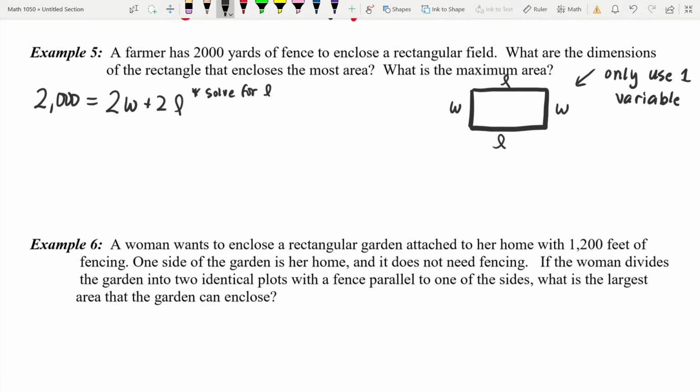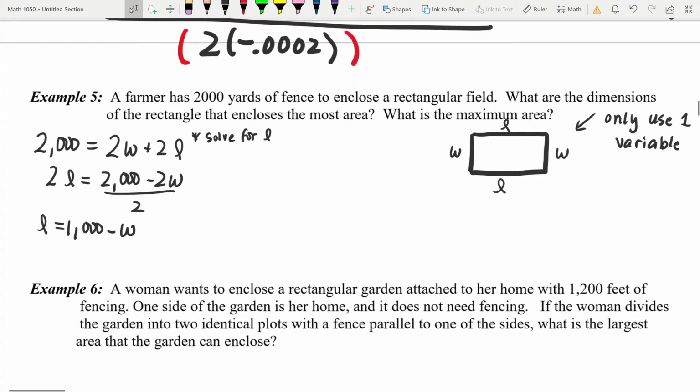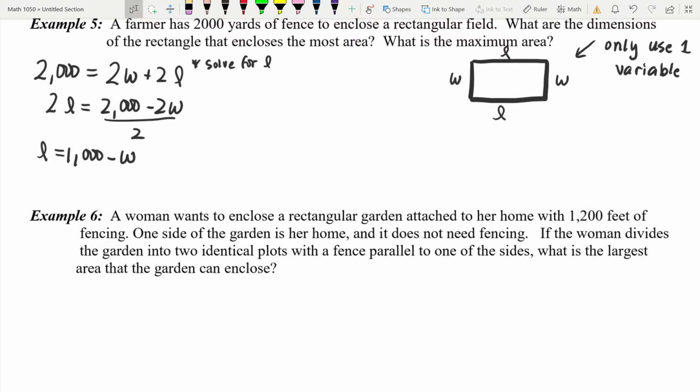Okay, so move your 2W over. So everybody write 2L equals 2,000 minus 2W. And then solve for L. You're going to divide by 2. So I know that L is 1,000 minus W. I can divide 2 into everything. Okay? Yes? Do you care if the W is in front of the number? It should come behind it. Because if you have 5x and you wrote that as x5, that's awkward. Okay? So now we know what L is: 1,000 minus W.